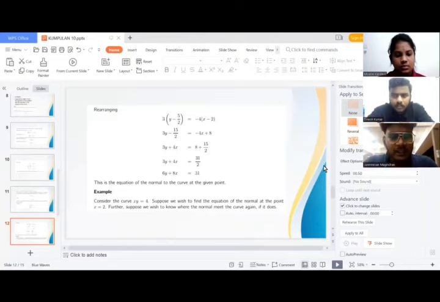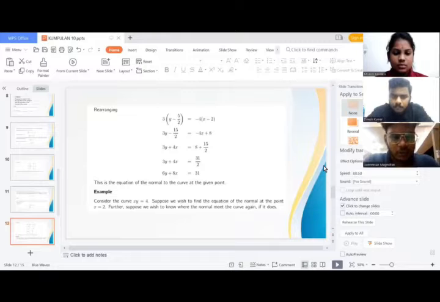So when we rearrange the formula, 3y minus 5/2 is equal to -4x minus 2. As per the formula, we have to expand the equation. So 3y minus 15/2 is equal to -4x plus 8. After we expand, we have to simplify the formula also. So it's going to be 3y plus 4x is equal to 31/2. So when we solve the equation, the answer is 6y plus 8x is equal to 31.